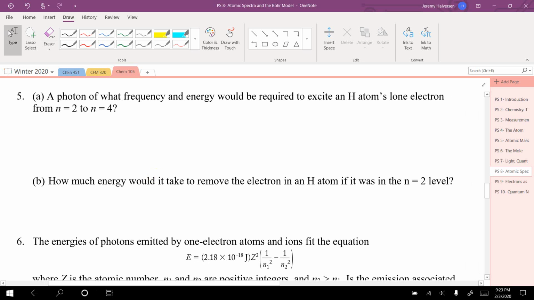All right, a photon of what frequency and energy would be required to excite hydrogen atom's lone electron from 2 to 4? All right, I'm going to start with the Rydberg equation. We're doing a transition, so I'm going to use the Rydberg equation. So 1 over the wavelength is the Rydberg constant times 1 over 2 squared minus 1 over 4 squared. And plug that all into my calculator.